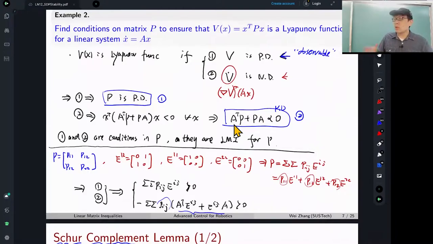If this is stable, then I can always find a quadratic Lyapunov function represented by this P matrix. If it's not stable, then I cannot find one. So the feasibility of these two sets of linear matrix inequalities gives us a necessary and sufficient condition for the system to be stable. Okay, I may ask Yinghan, what do you think if I give a continuous time system, let's say an autonomous system without control, x dot equals Ax, what's the condition to ensure its stability?